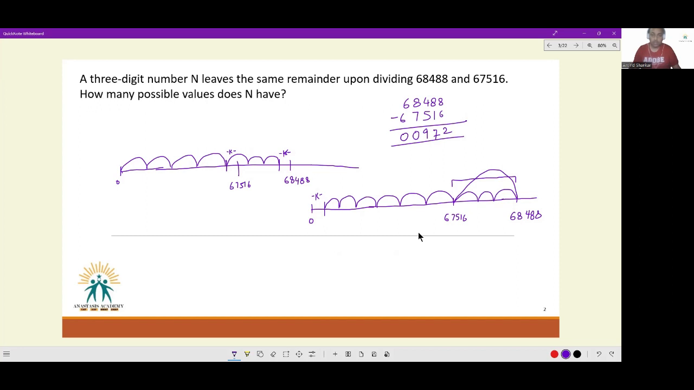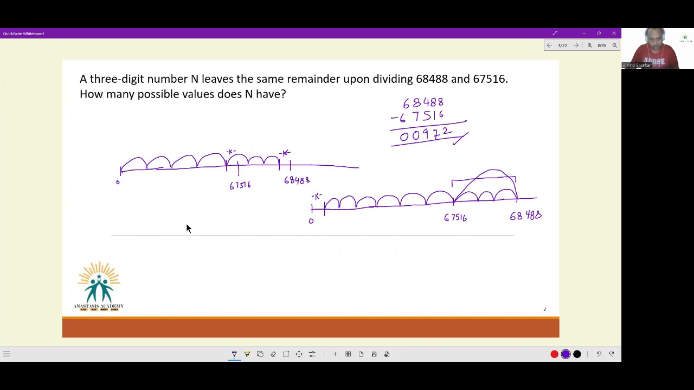A different variation of the question would be, what is the largest number that upon dividing 68488 and 67516 leaves the same remainder? The largest such number is 972. But the question is not asking for the largest such number. The question is asking for a three-digit number. So not just 972, all factors of 972 that are three-digit numbers are to be recorded.